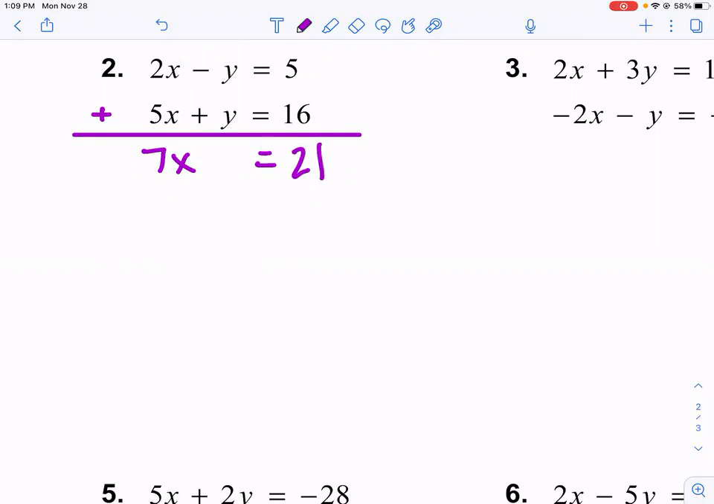Guys, I love this method so much. It's so great, doesn't it? Look, 7x equals 21. What does that mean? How about x equals 3? Yeah. My bad.